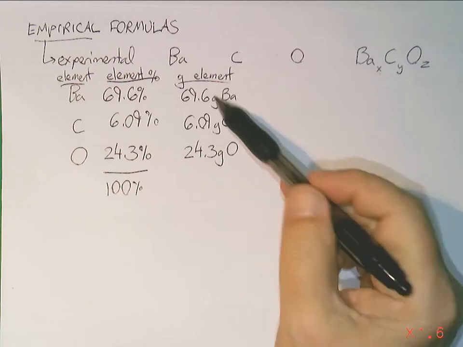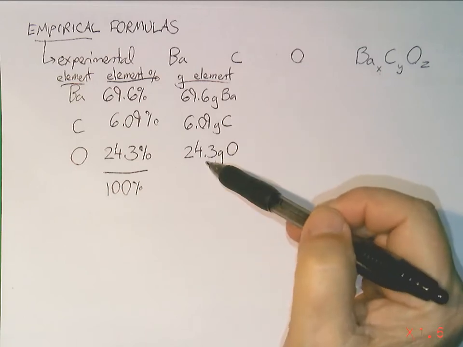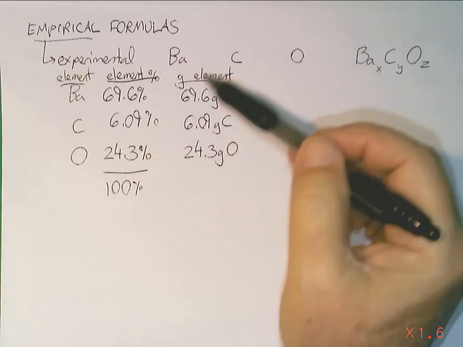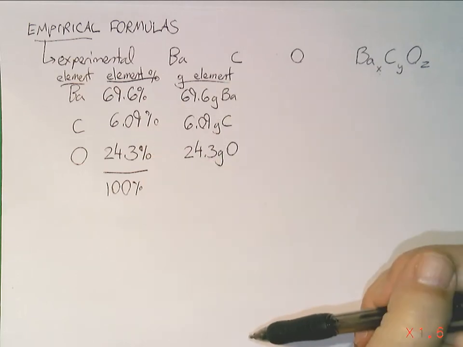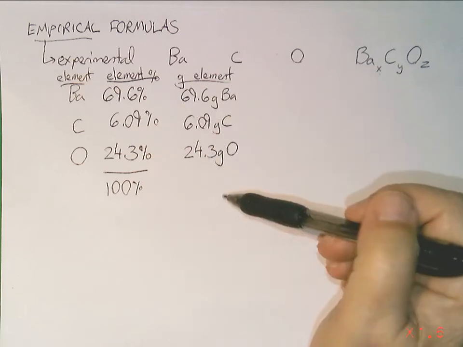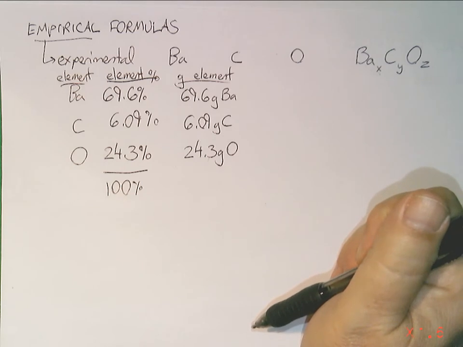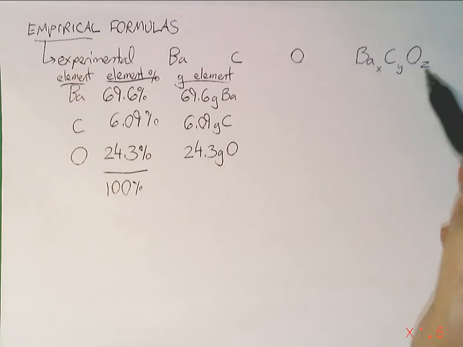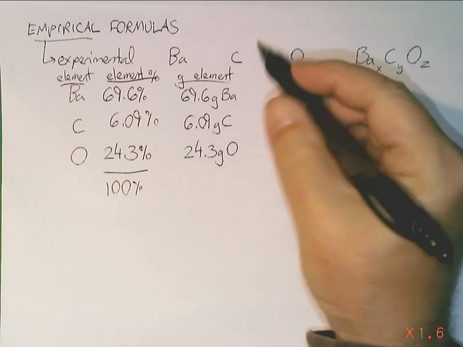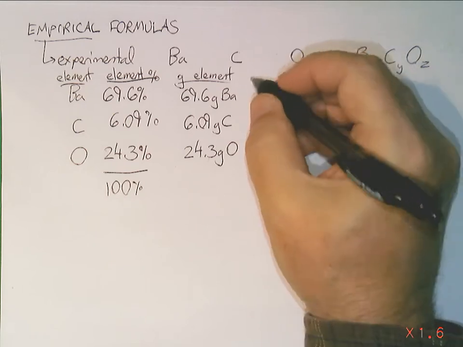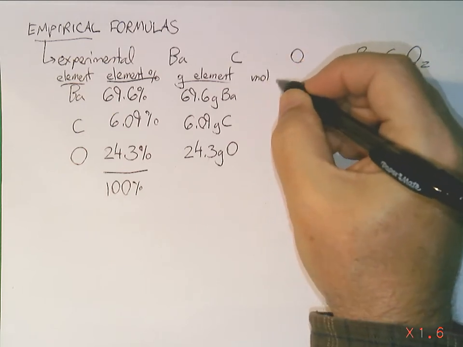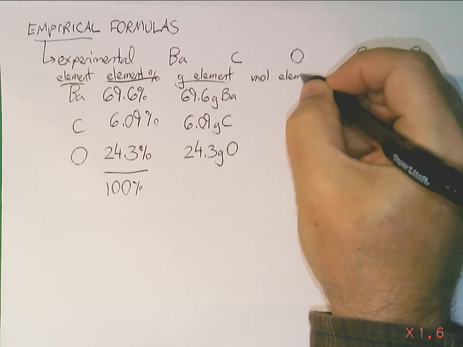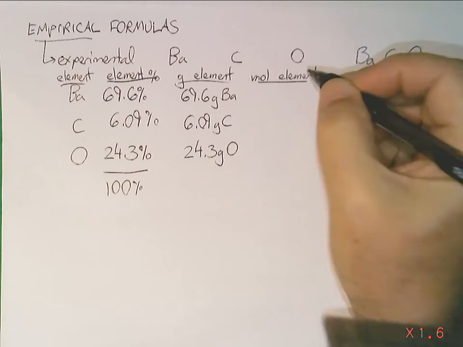Now some problems will give you just gram amounts directly, so they don't have to give you the element percents, they can give you gram amounts. But we need to have them written down as gram amounts to go any further. Now remember what we're trying to do. We're trying to get this X, Y, and Z, which are mole ratios. So I think the next thing we should do to form mole ratios is have a column that's moles of element in our table here.